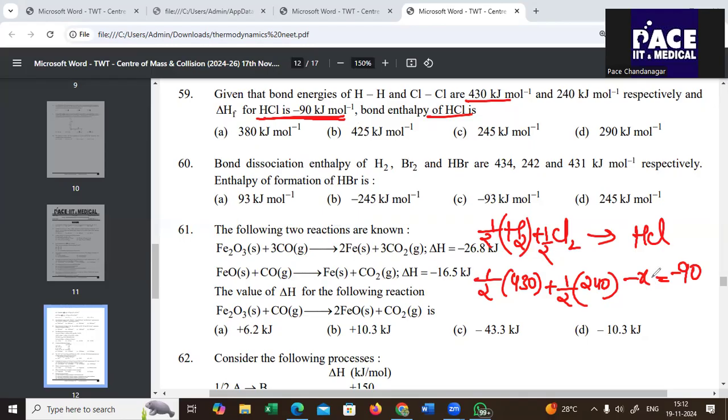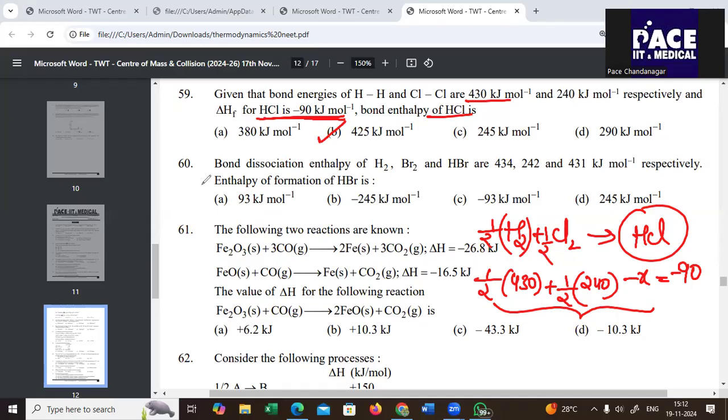So the X value goes there, and minus 90 to the left side. Is that clear? The bond enthalpy of HCl, hydrogen and chlorine, how much is that? We don't know. It is formed, so HCl is formed. That's the reason I have taken it as minus X. The total of it, the answer, is minus 90, as it is being told. From here, you will solve the X value. You will get the answer as 425 kilojoules per mole. That is what you get.